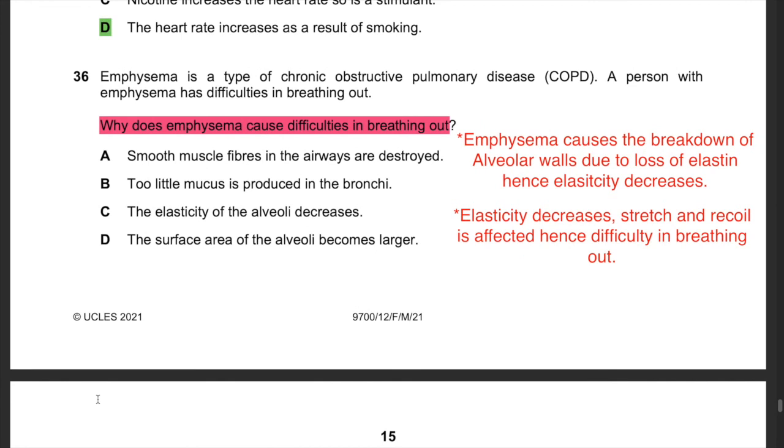Question 36. Emphysema is a type of chronic obstructive pulmonary disease, COPD. A person with emphysema has difficulties in breathing out. Why does emphysema cause difficulties in breathing out? As you know, emphysema causes the breakdown of alveolar walls due to loss of elastin. Hence, elasticity decreases. Elasticity decreases means stretch and recoil is affected. Hence, difficulty in breathing out. Difficulty in breathing out is caused when the alveoli is unable to contract and relax. Therefore, the elasticity of the alveoli decreases is the correct answer.